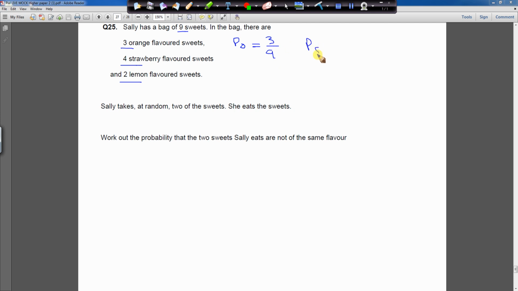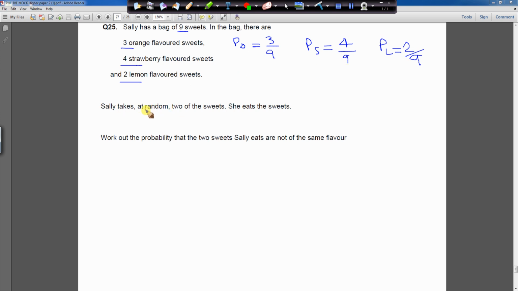Probability of strawberry is equal to 4 out of 9. Probability of lemon is 2 out of 9.